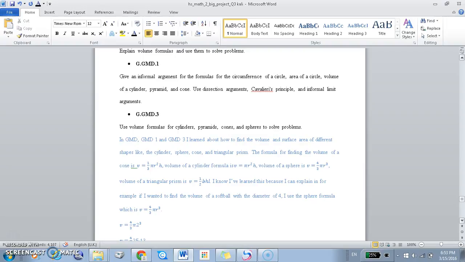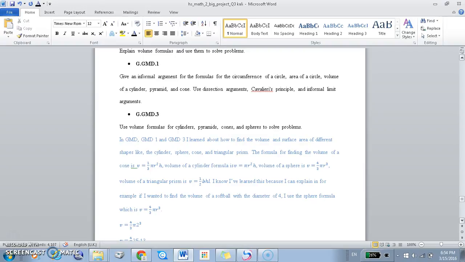The formula for finding the volume of the cone is V equals half pi r squared h. Volume of a cylinder is V equals pi r squared h. Volume of a sphere is V equals 4 over 3 pi r to the power of 3. Volume of a triangular prism is half times base times height times length. I know I've learned this because I can explain it.